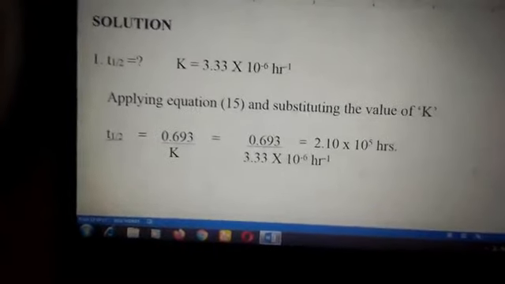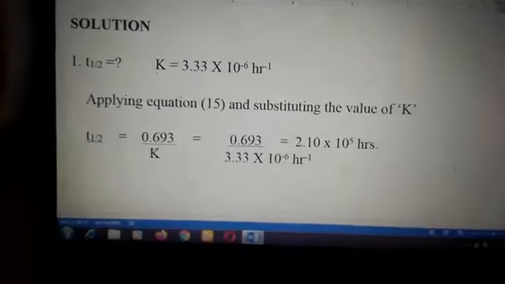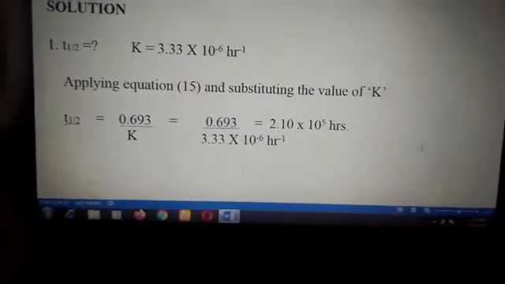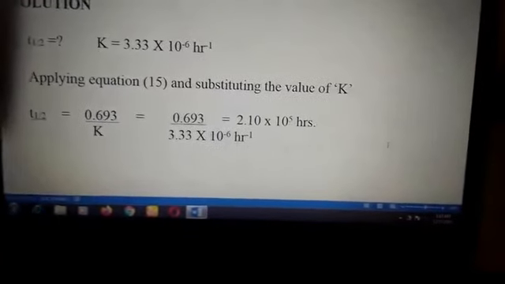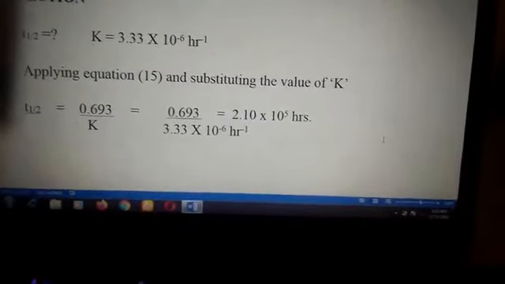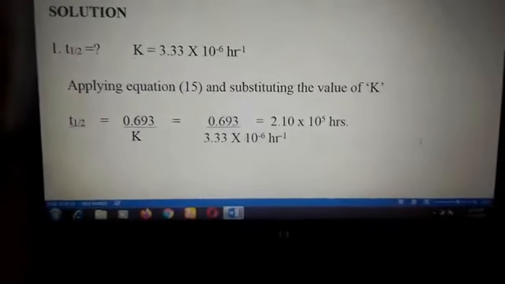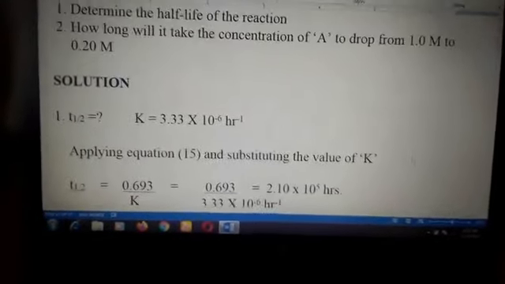The value of K is already given to us as 3.3 times 10 power minus 6. We substitute 0.693 divided by 3.3 times 10 power minus 6 per hour. We now get our half-life, which is 2.10 times 10 power 5 hours. So this is the half-life of the reaction. And remember that the reaction is first order kinetics.